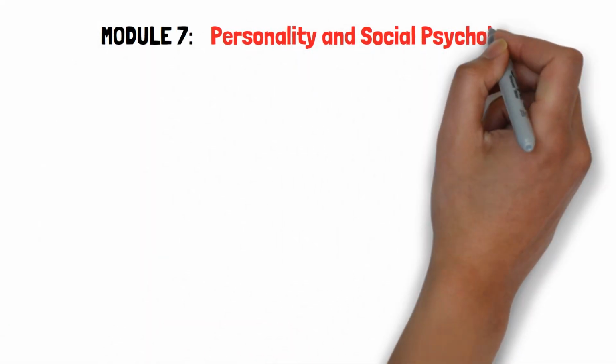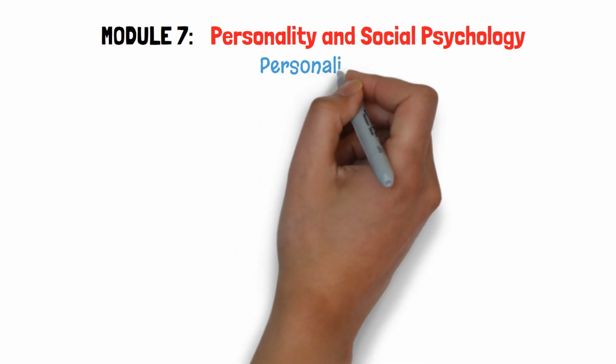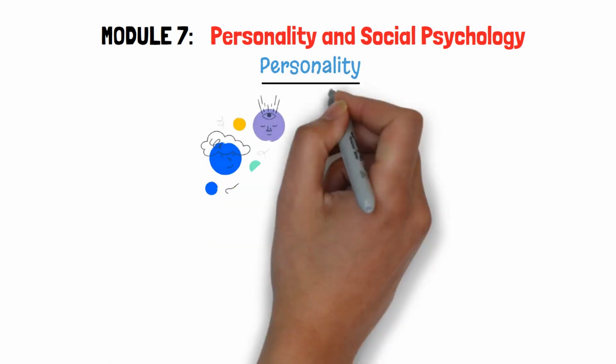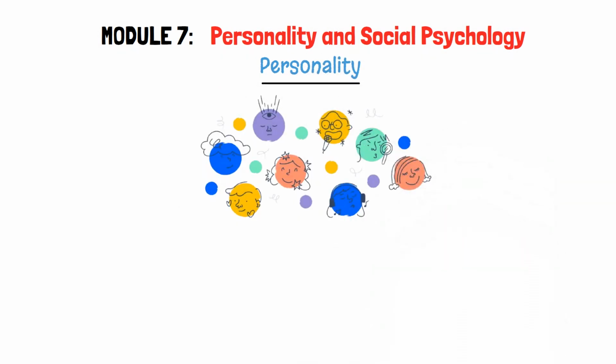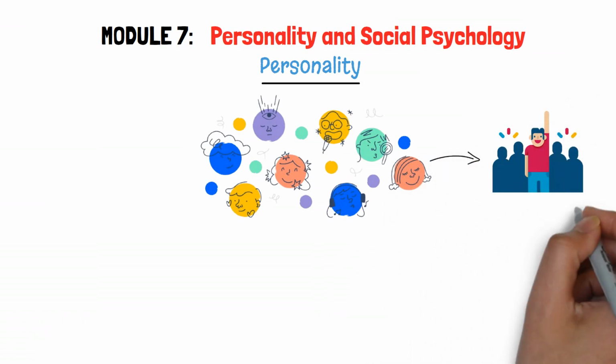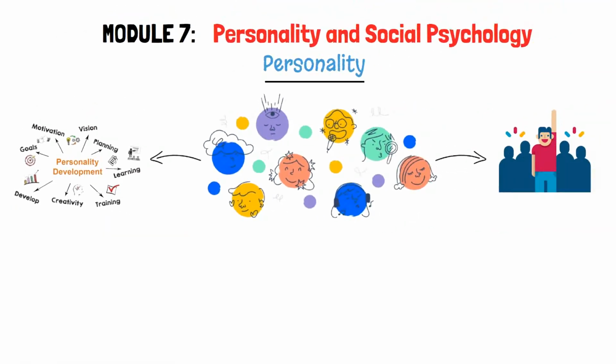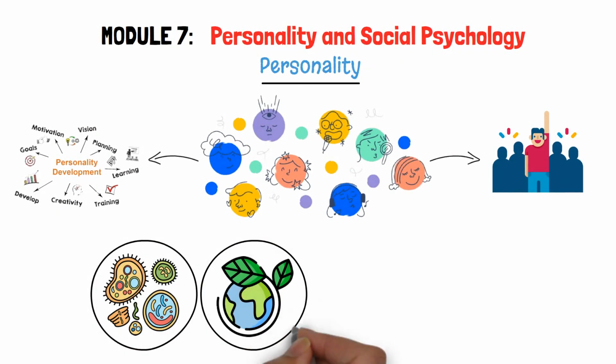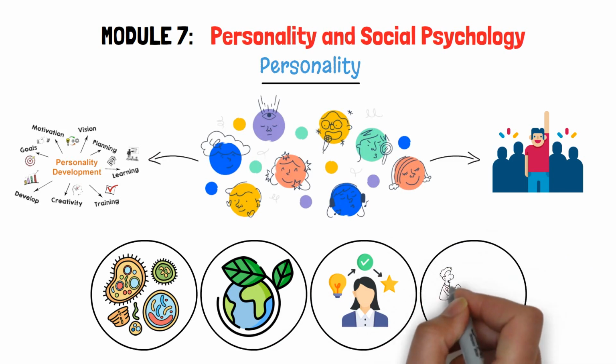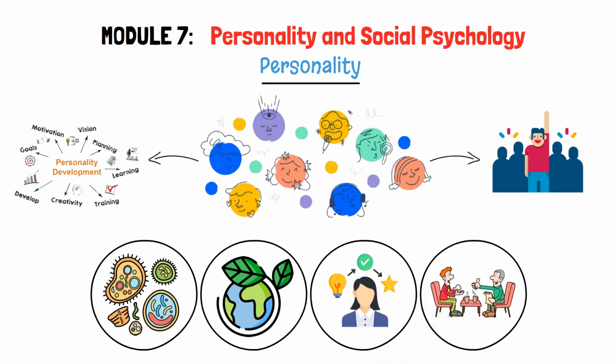Module 7. Personality and Social Psychology. Personality. When we talk about personality, we are delving into a rich and complex field that attempts to understand what makes each of us unique. The development of personality is an intricate process influenced by our biology, our environment, our experiences, and the various interactions we have throughout our lives.